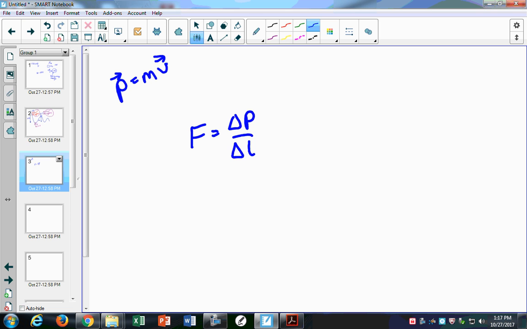F is delta P over delta T. Remember, this is just a rewriting of Newton's second law, because delta P is m times delta v, and delta v over delta t is acceleration. So this is just Newton's second law, nothing fancy about that.